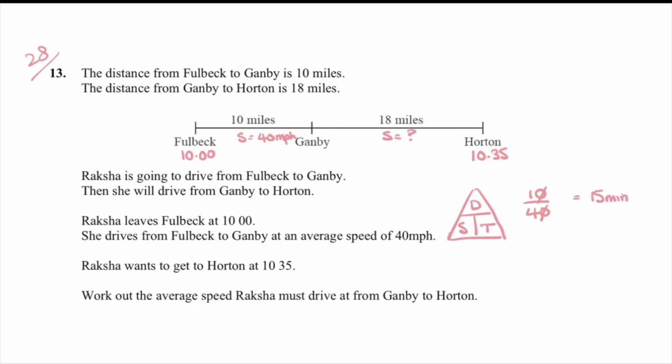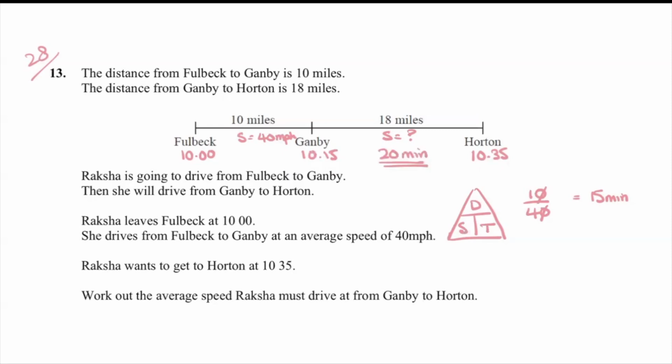So this section of the journey has just taken 15 minutes, which means my time is now 10:15. So let's get that marked on. What that does is it helps me get an extra piece of information here. I need to know the time if I'm going to work out the speed. I know it's 10:15 and she wants to be there by 10:35. So we've got 20 minutes.